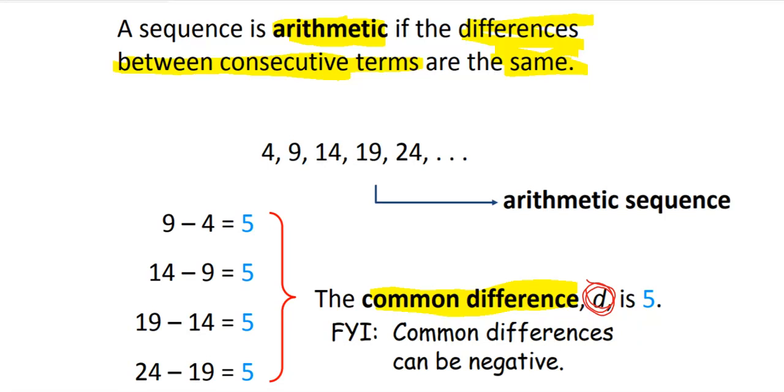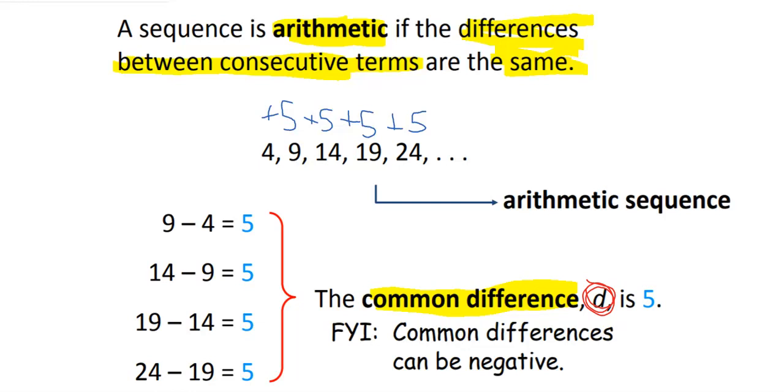If we look at the example we've got here, we've got a sequence that goes 4, 9, 14, 19, 24. If we add 5 to the term before, we'll get the next term. So we know we have an arithmetic sequence here because the sequence is constantly being increased by the same number, and our common difference is 5.